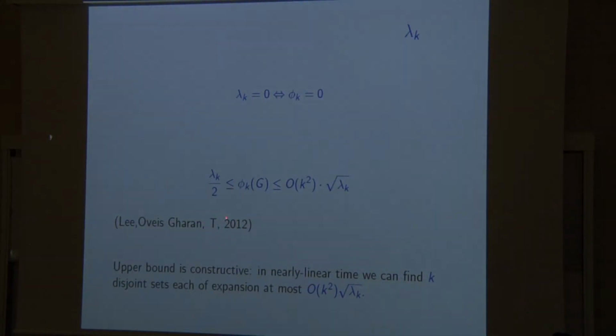And our precise relationship is like this. The lower bound is the same as for the case k equal 2. Just looking at the min-max definition of lambda k, it's just a relaxation of the order k conductance. And the upper bound is constructive. So we show that if you're given the eigenvectors of lambda 1 up to lambda k, and lambda k is small, we can find the k disjoint sets that witness the fact that the order k expansion is small. So this is also an approximation algorithm for order k expansion, in the same way that Fiedler's algorithm is an approximation algorithm for conductance.